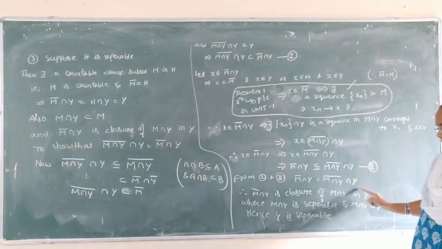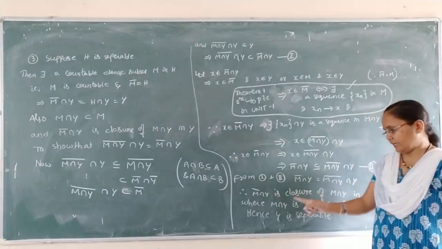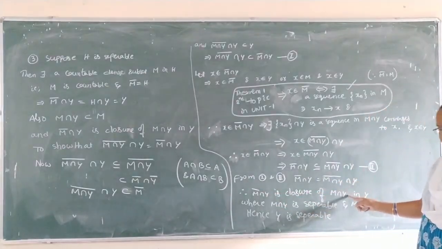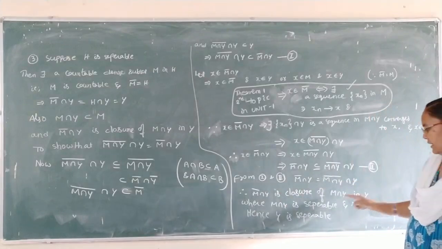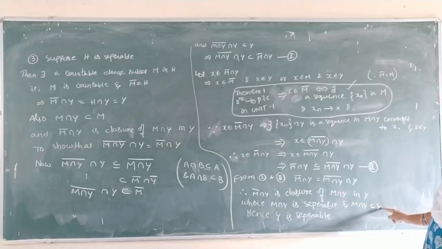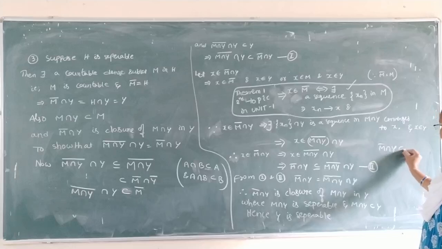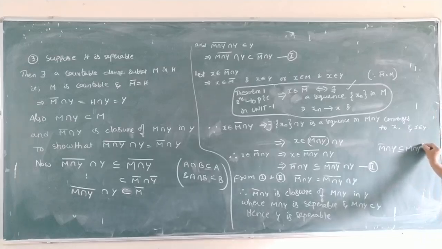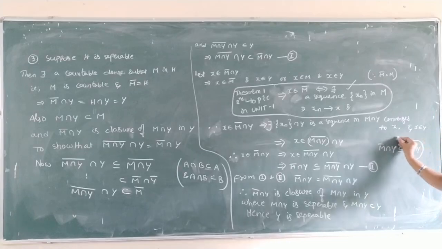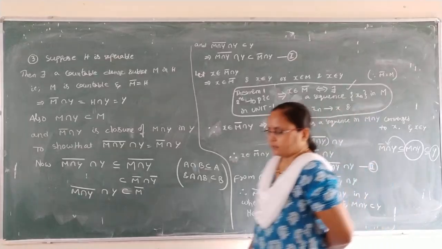From 1 and 2, both are equal. So now here we are getting the conclusion. Therefore M bar intersection Y is the closure of M intersection Y in the set Y, where M intersection Y is separable and M intersection Y is a subset. So this one is a subset of M bar intersection Y, which is a subset of M intersection Y. This is separable. Then automatically M bar intersection Y is also separable. All these are in the set Y, hence Y is separable. This is our required third point.